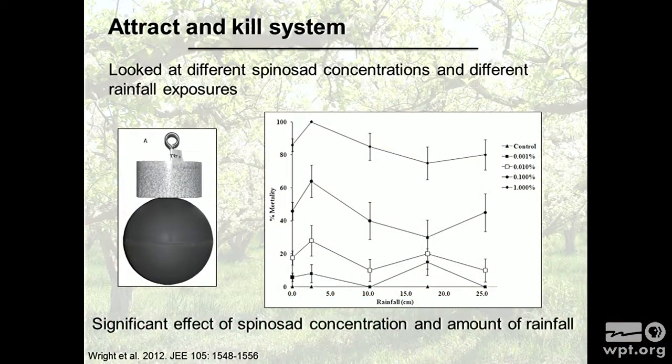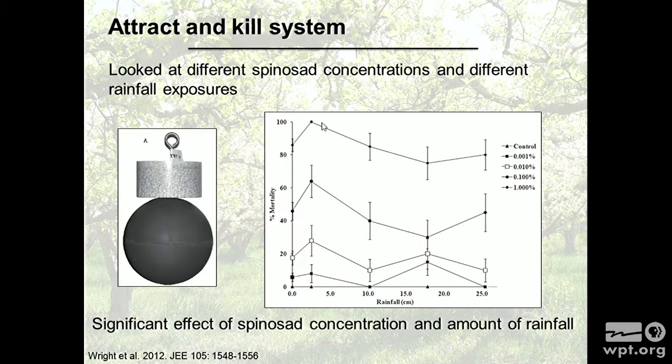So they did some lab assays and then field trials. I'm going to start with the lab assays. Here, they looked at the sphere with the cylinder, and they did different concentrations of that spinosad, so Entrust. On the y-axis, you have the percent mortality of the flies, and on the x-axis, it's the amount of rainfall, to see how much rain they can take before it's just not working anymore, and how the efficacy is acting with the rainfall, which is very important for us in areas where we have a lot of rain.